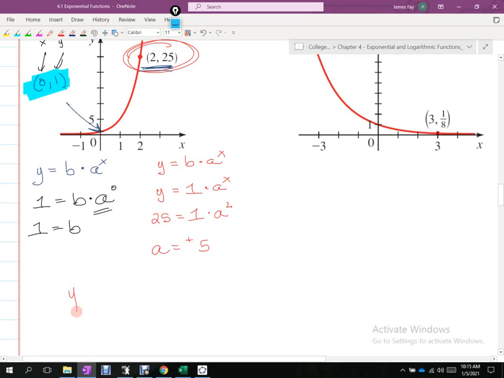So now my equation of this graph would be y equals b, which was 1, times a, which we just said was 5, raised then to the x power. That is the equation that is going to yield that curve that is exponential, that contains the point 0, 1, and contains the point 2, 25.